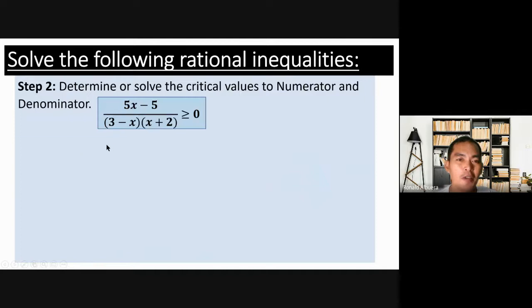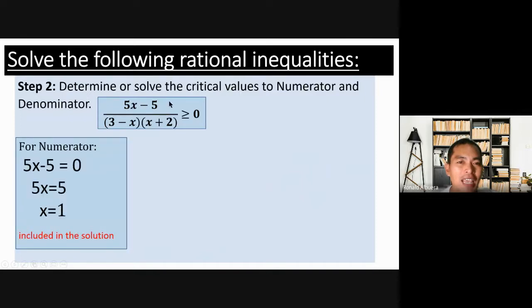For the numerator, so we have 5x minus 5. Solve for x. Transpose negative 5 to the other side, it becomes 5. Divide both sides by 5. Therefore, x equals 1. That's included in the solution kasi may equal sign na kasama yung is greater than.